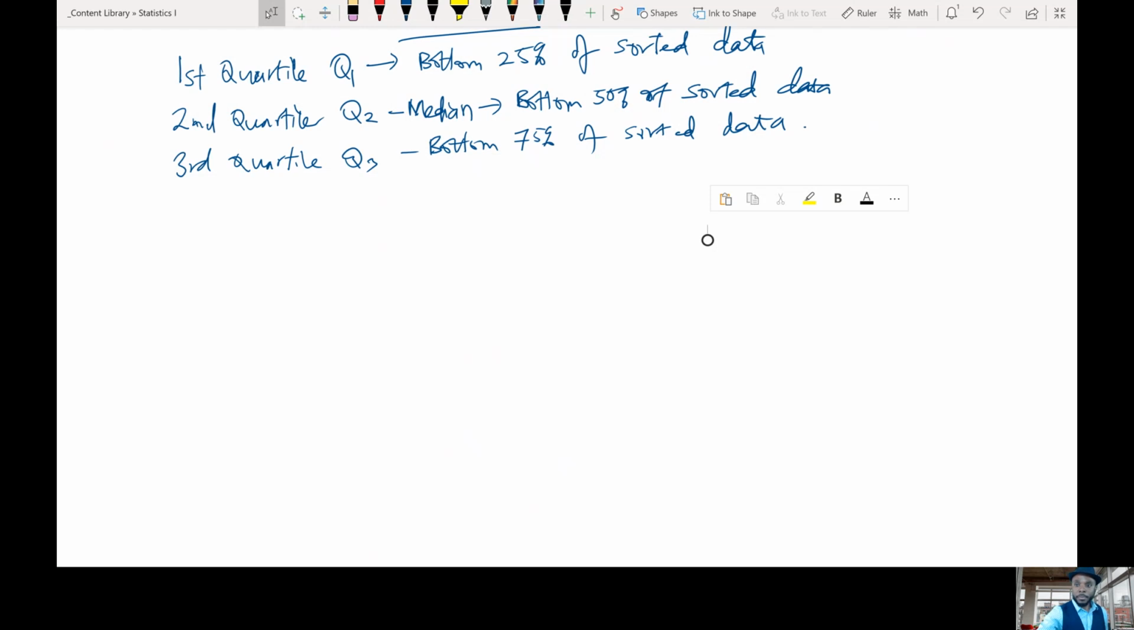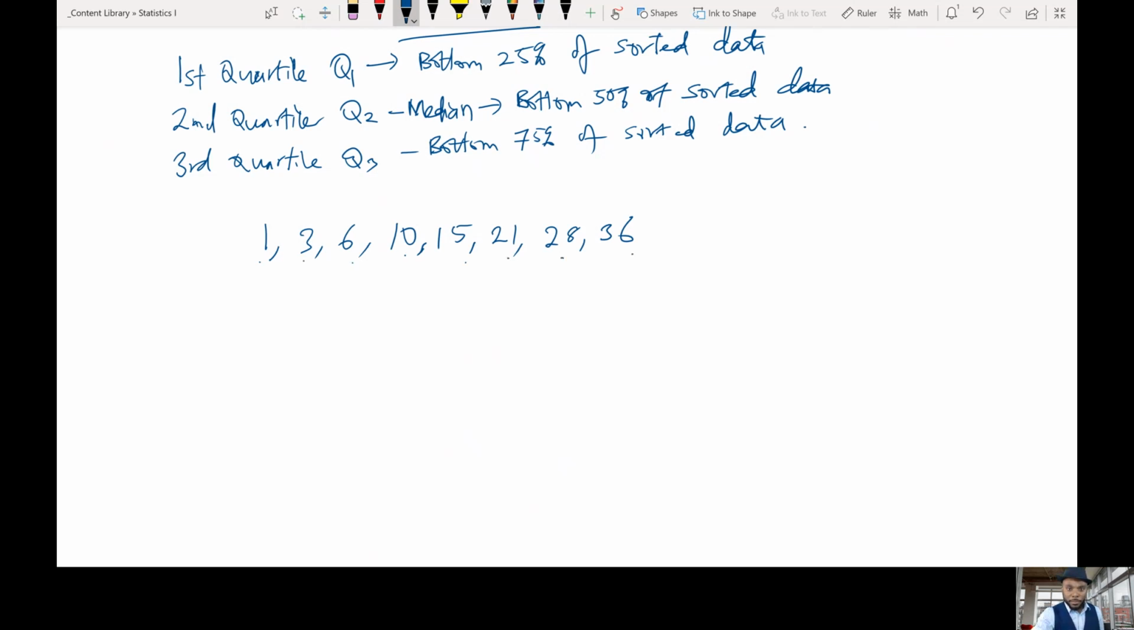So let's say we have the set of numbers and we have to compute the quartiles of this set of numbers. 1, 3, 6, 10, 15, 21, 28, and 36. First, check if these numbers are sorted. As we can see, these numbers are sorted. Now we want to find the first quartile, the second quartile, and the third quartile. So first, let's find the middle. 1, 2, 3, 4, 5, 6, 7, 8.